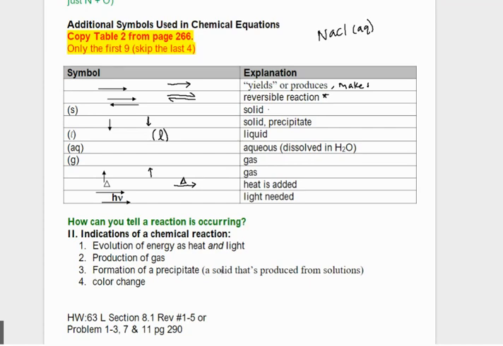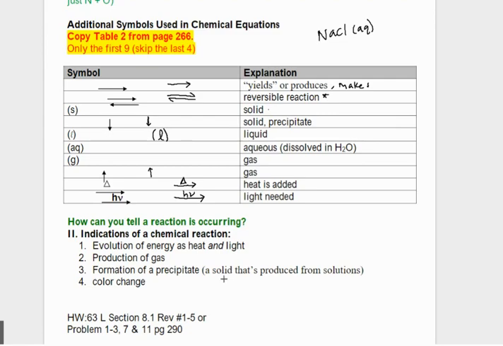And this one you might have seen when you were talking about photosynthesis in biology. This is the symbol for light being needed. If you remember, the Greek letter nu right here is for frequency. So you have h, which is Planck's constant, you don't need to know that, times frequency. That tells you the energy of light that is needed for that reaction to happen. So plants need light to do photosynthesis, and you would have an arrow that looks like that.